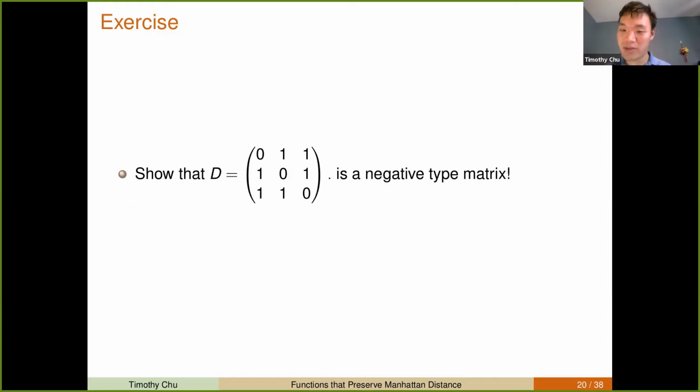Show that the following matrix is a negative type matrix, and I'll give people just 20 seconds to think about this one. Again, I think it's very important for the course of this talk to really understand negative type matrices, and in particular, this criterion that I mentioned that was sufficient for negative type matrices. Negative type matrices, again, are important to determine whether a distance embeds into squared Euclidean distance, which in turn will help us solve our core mystery that we started the talk with. So just 10, 15 seconds to think about this one.